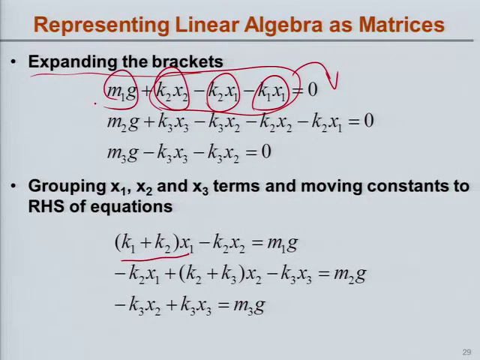That's our first equation. The second equation's slightly more complex. There's a term in x1 again. We're going to keep these on this side. So it's minus k2 times x1.